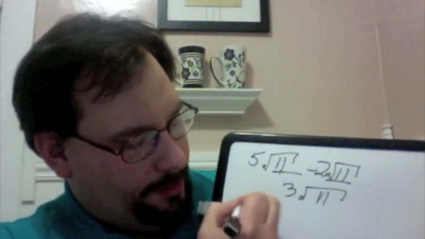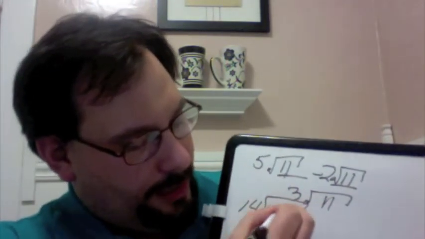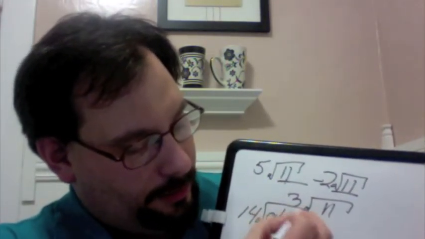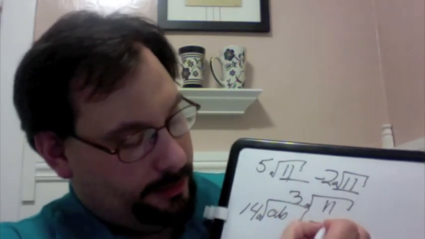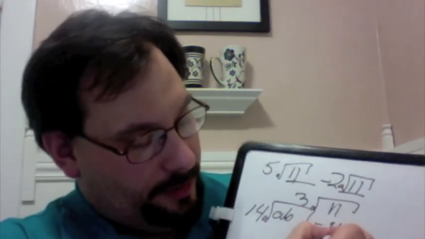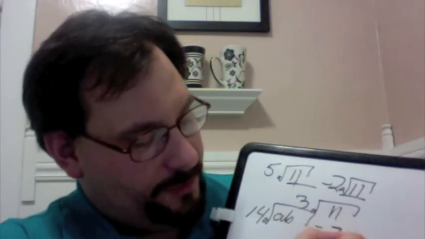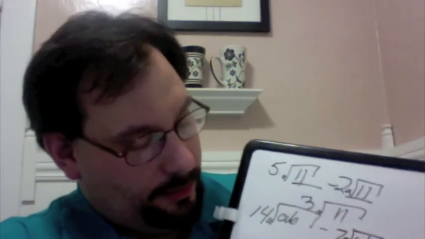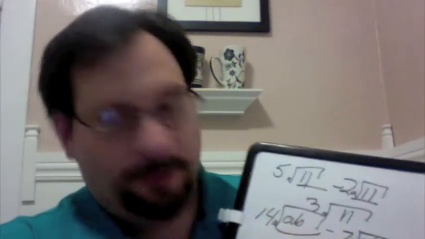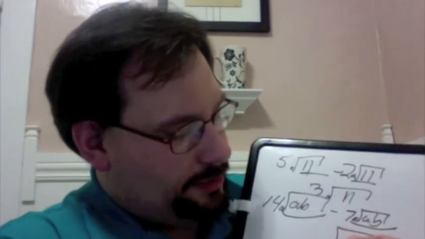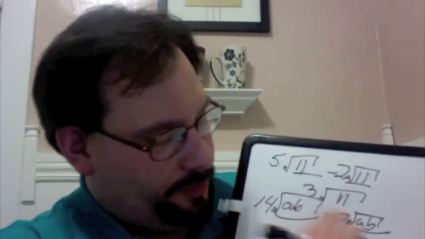Or if you have, let's say, 14 square root of ab minus 7 square root of ab. Notice that the square root is the same on each one. Since it's the same, we don't touch it. We say 14 minus 7 to give us 7. So that's pretty straightforward if you have the same thing underneath the square root. Basically, add or subtract them as you normally would add or subtract anything else.